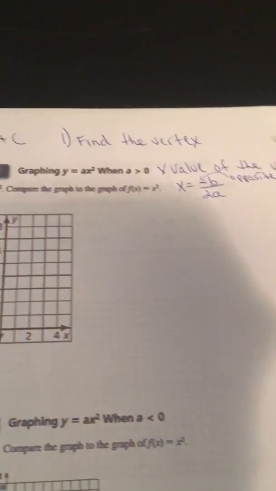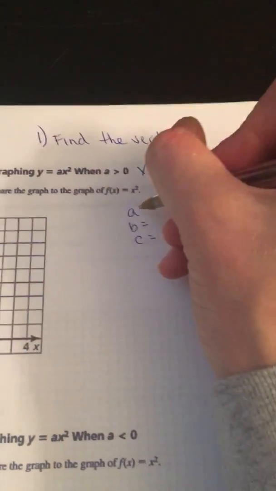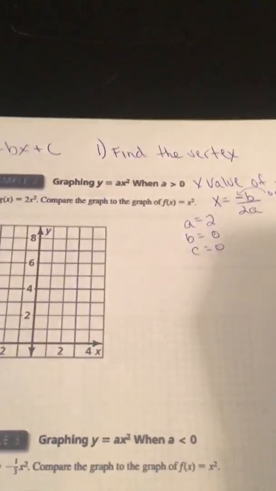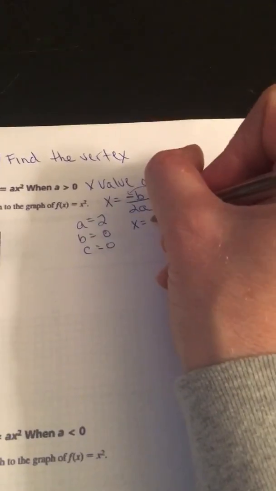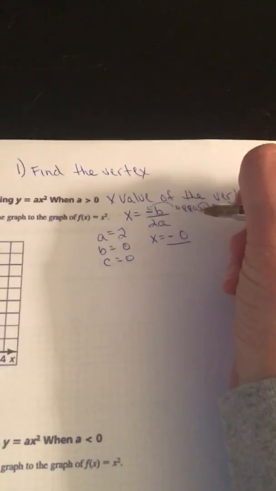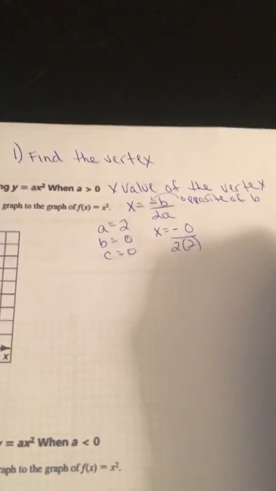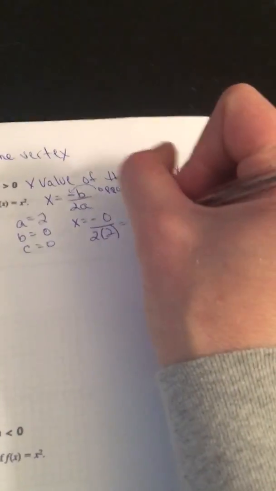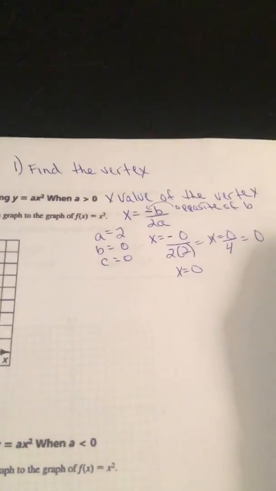So let's go ahead and identify a, b, and c. In this example, a is 2, b is 0, and c is also 0. So when we're finding the x value of the vertex, x equals the opposite of b, where b is 0, so the opposite of 0 is just 0, over 2 times the value of a, which is 2. Okay, and that gives us x equals 0 over 4, which is equal to 0. So the x value of our vertex is equal to 0.